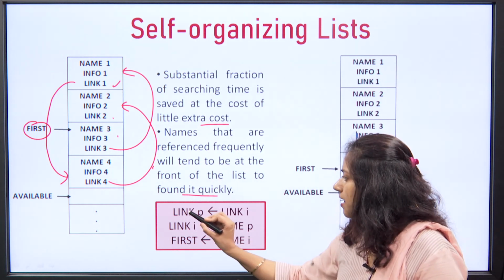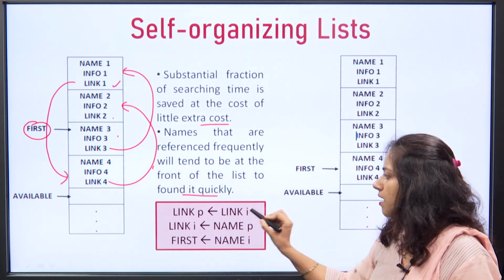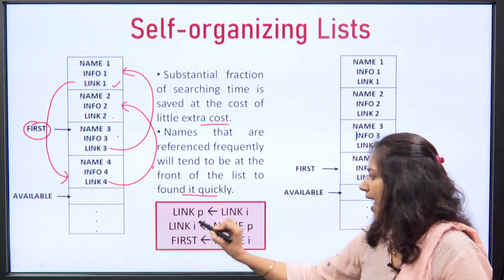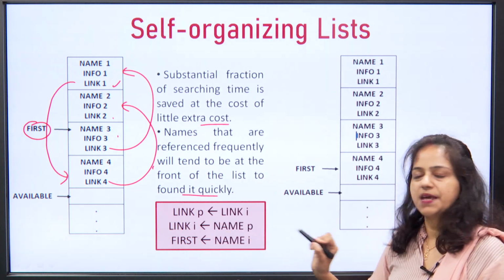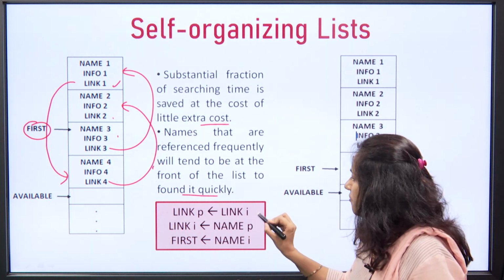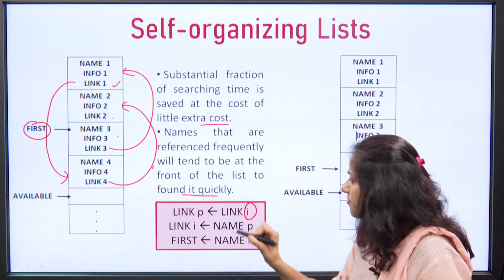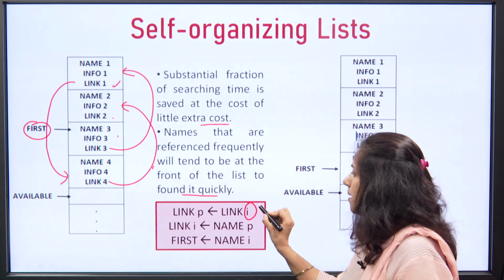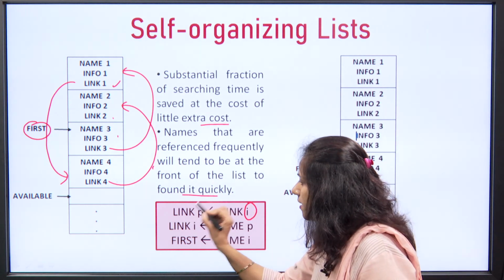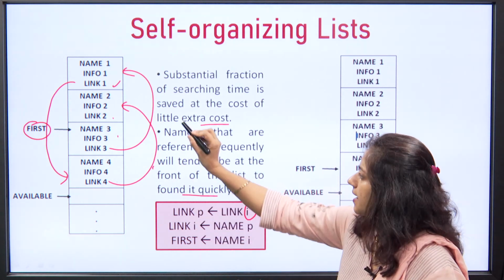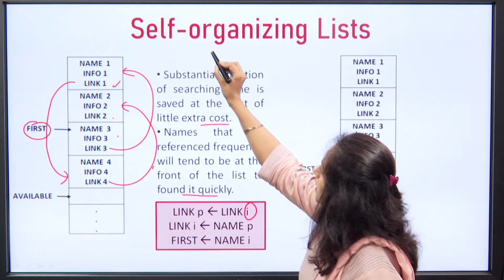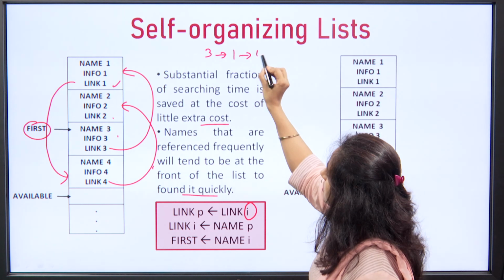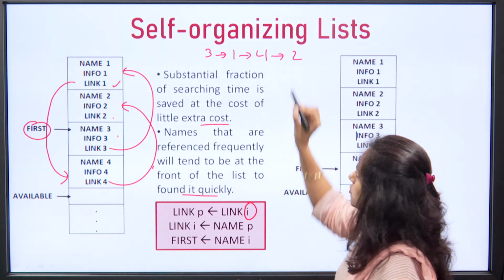So, first is link of P will be link of I, link of I will be name P, and first will be updated as name I. Here link of I means the record that we want to search. This is the ith record that we want to search, and P means the parent record of this node. For example, here the list is maintained like 3 is pointing to 1 and 1 is pointing to 4 and 4 is pointing to 2.